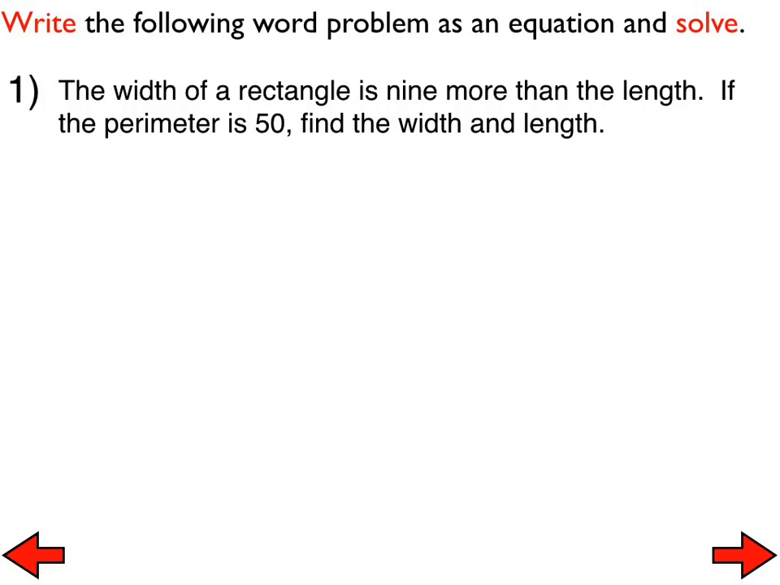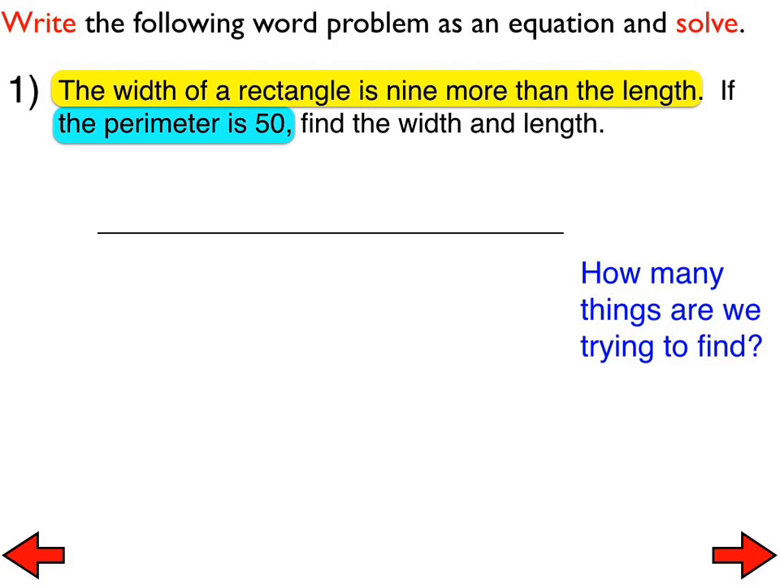The first question I asked in all the problems last time was this. I asked, how many things are we trying to find? Well, we're trying to find a length and a width, but we actually have 2 widths and 2 lengths. And then the other thing that I asked was which thing was the smallest. And in this problem, the width is 9 more than the length, so that means that the length has to be smaller. So let's list our 2 lengths and our 2 widths.